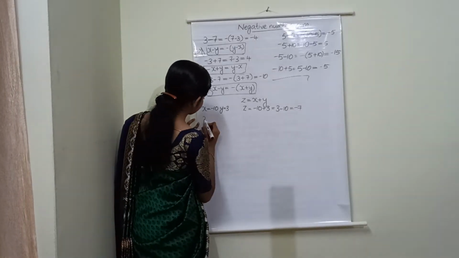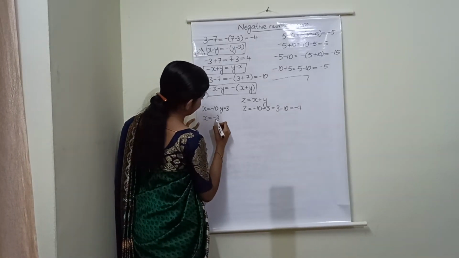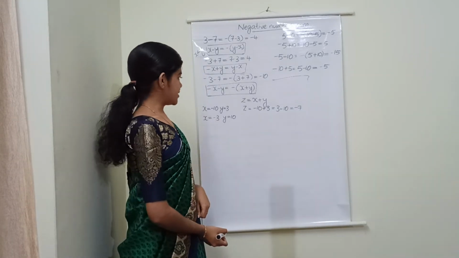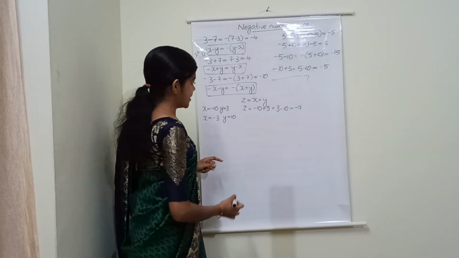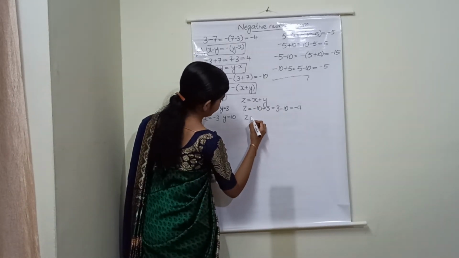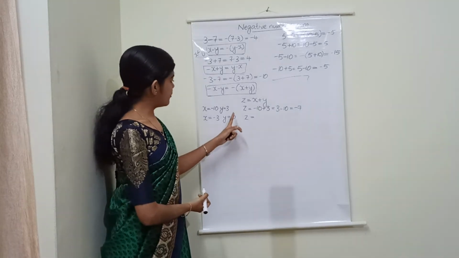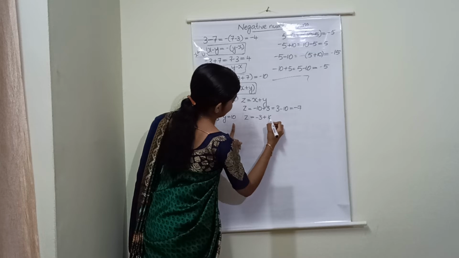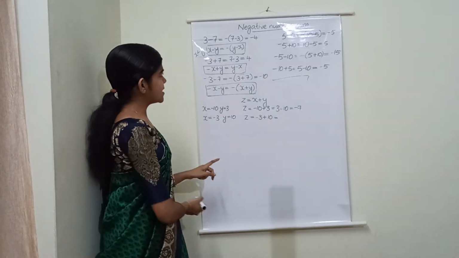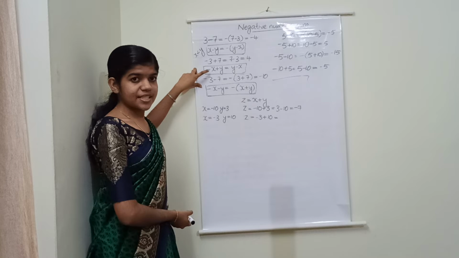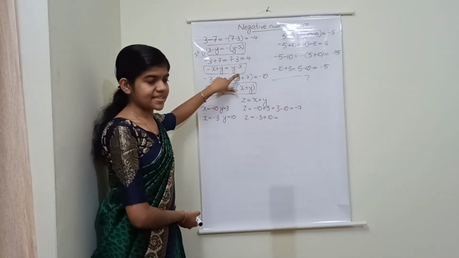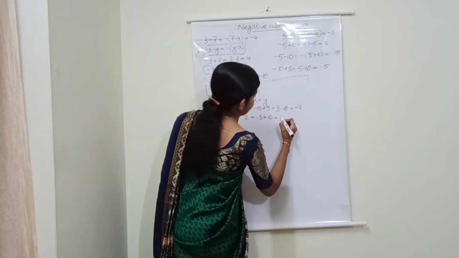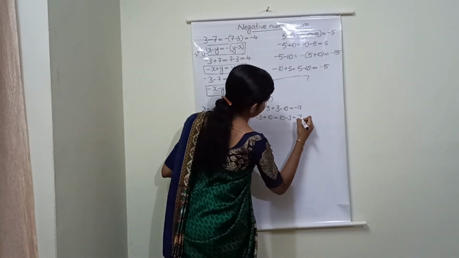Next consider x equal to minus 3 and y equal to 10. Then what will be our equation? Substituting the value of x and y, z equal to minus 3 plus 10. What is minus 3 plus 10? Minus x plus y is equal to y minus x. Then minus 3 plus 10 is equal to 10 minus 3, correct. That is equal to 7.